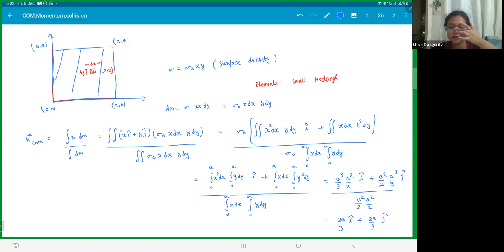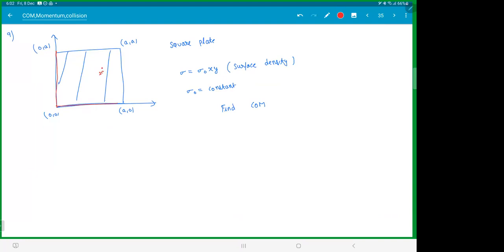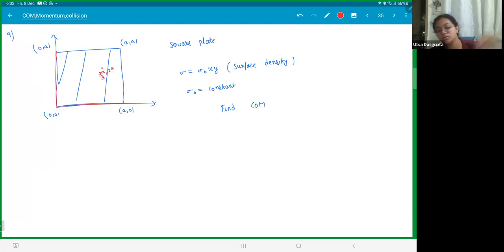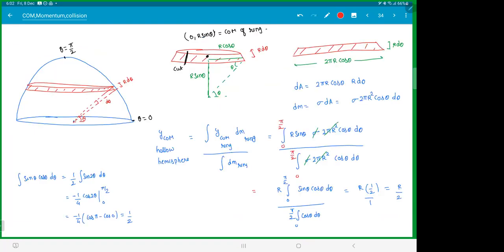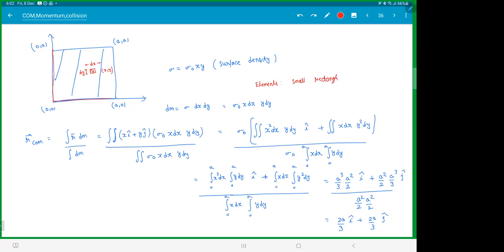Sir, in the final answer, what does that I cap and j cap actually signify? Meaning, for this plate, the center of mass is at 2a by 3, 2a by 3. Okay, isn't that the center of mass formula? This is the center of mass, no? The position vector of the center of mass of this weird plate is 2a by 3, 2a by 3. Check out this integration, how I did.